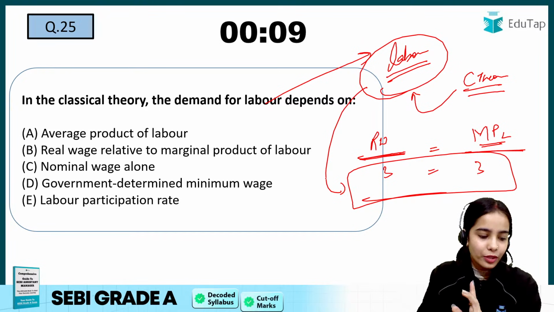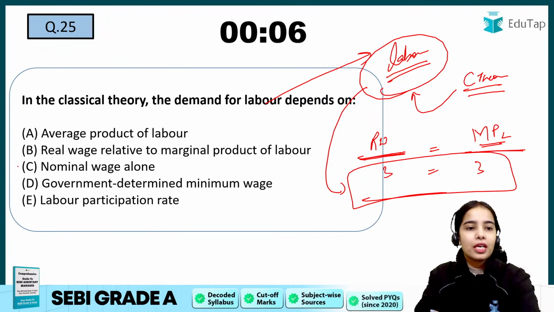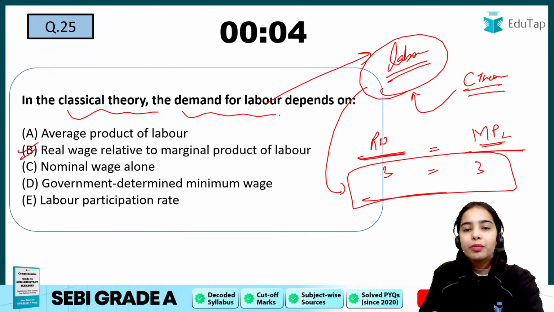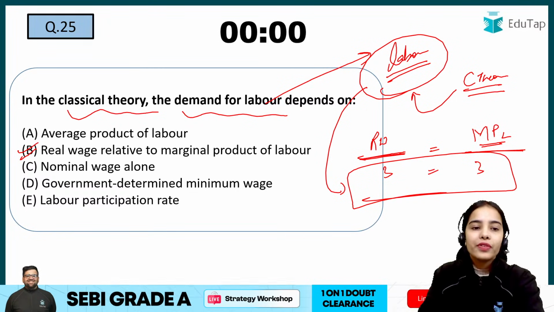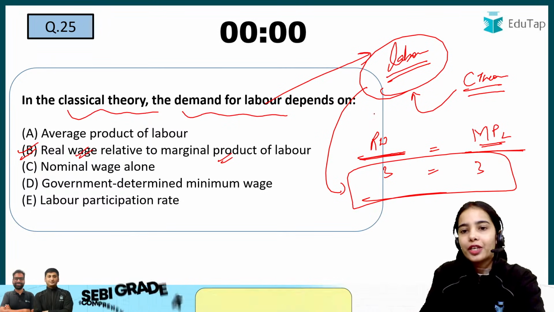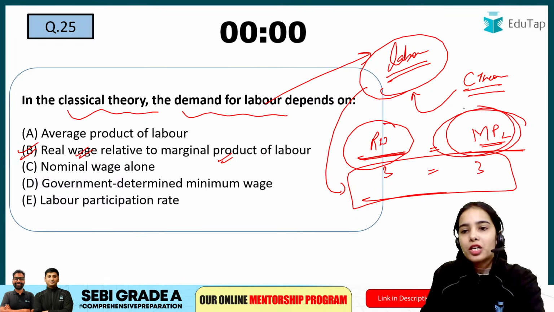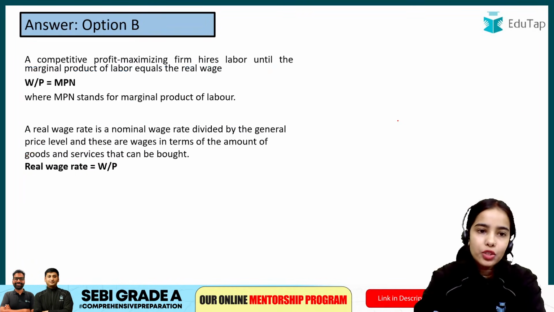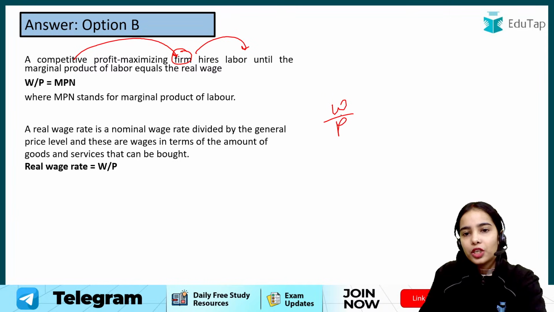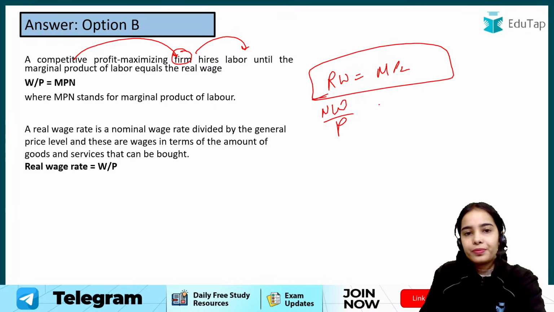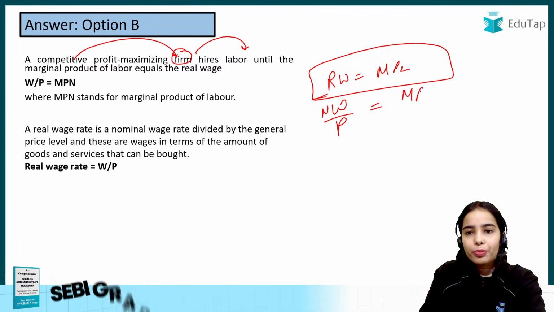Very good, Himanshu. So the answer is B. In the classical theory, for the demand for labor, it has been clearly stated that labor will only be hired till the level where the real wage is equal to the marginal product of labor. So labor is hired on the basis of the real wage relative to the marginal product of labor. A competitive profit-maximizing firm hires labor until the real wage, that is the nominal wage divided by the price level, is equal to the marginal product of labor.